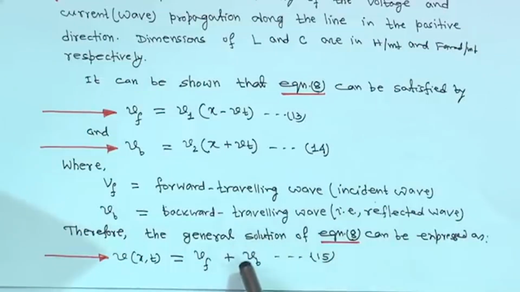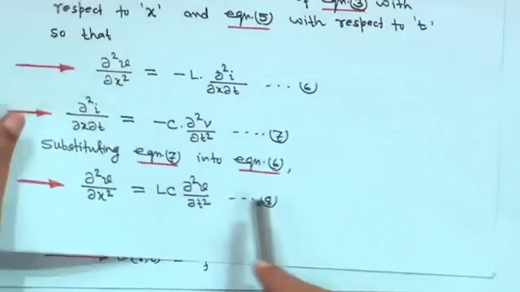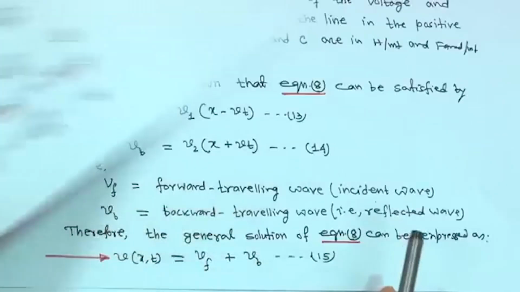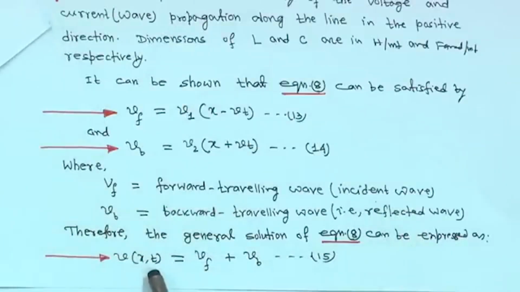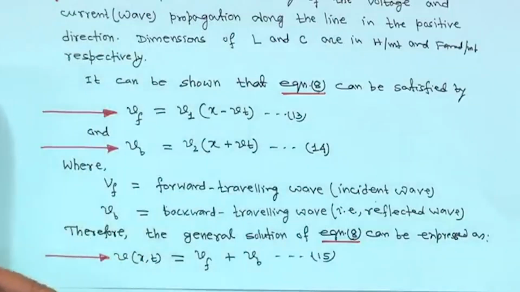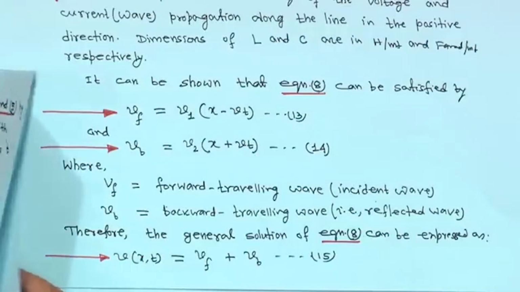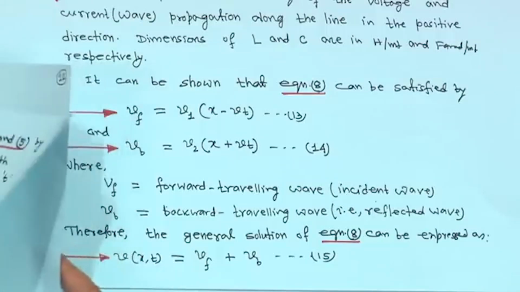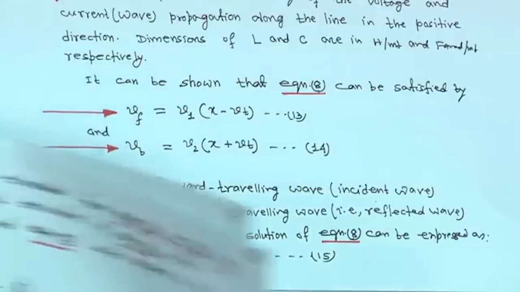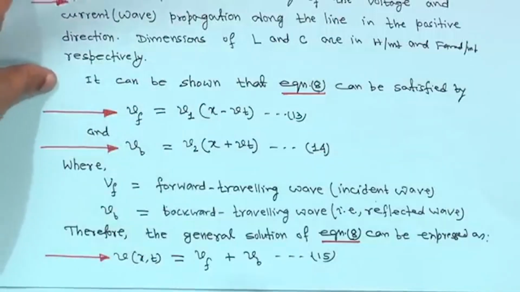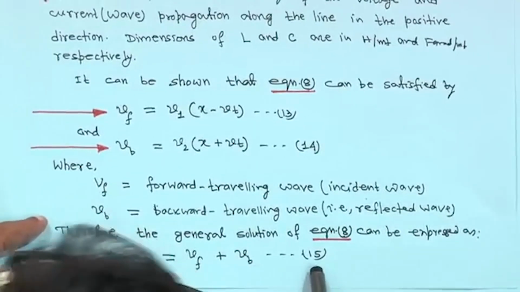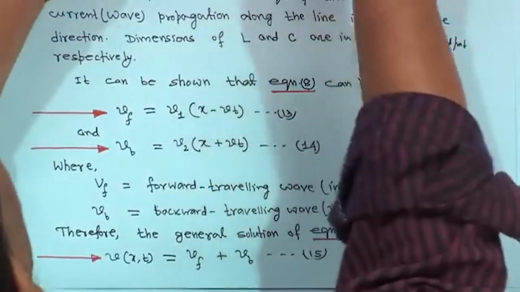And therefore, the general solution of equation 8 can be expressed as V of x, t is equal to Vf plus Vb, right. This way we define one as the forward incident wave, that is the forward travelling wave, plus the backward travelling wave. So, V of x, t has the solution as Vf plus Vb. So, this is equation 15, right.